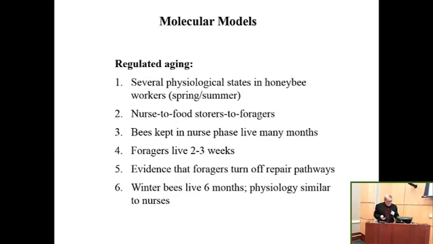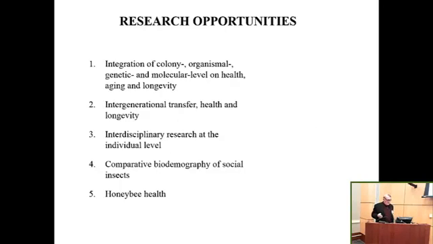There are several physiological states that you can use to study this: nurse to food stores to foragers. You can manipulate that to change their role, but also their aging rate. You can have bees kept in the nurse phase for several months, whereas foragers live only 2 to 3 weeks. There's evidence that the foragers turn off their repair pathways, and there are winter bees that live 6 months, and the physiology of these bees is similar to the nurses.